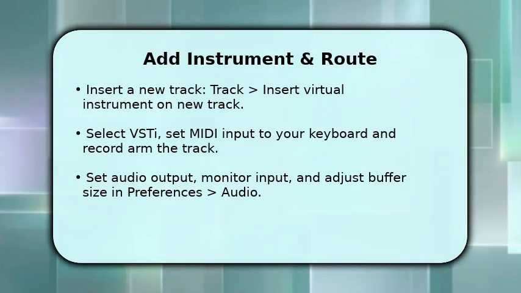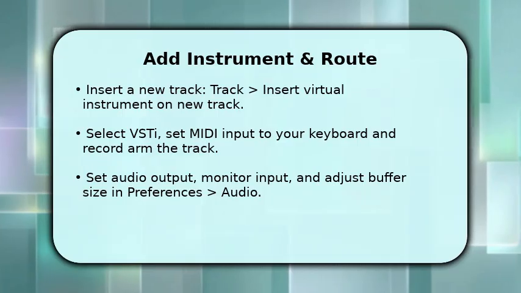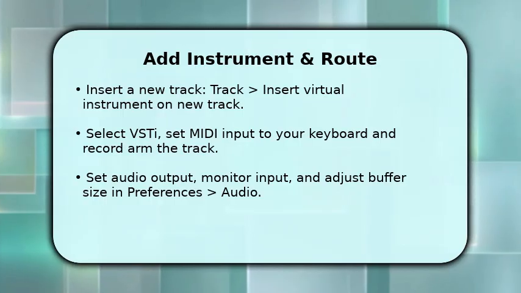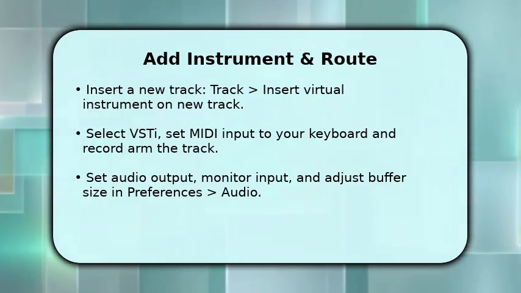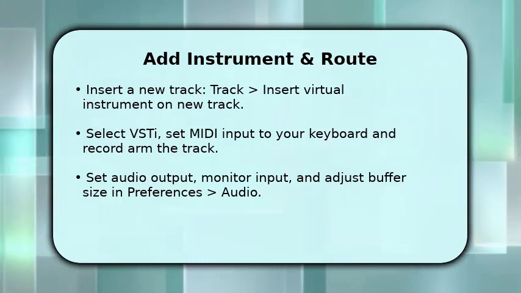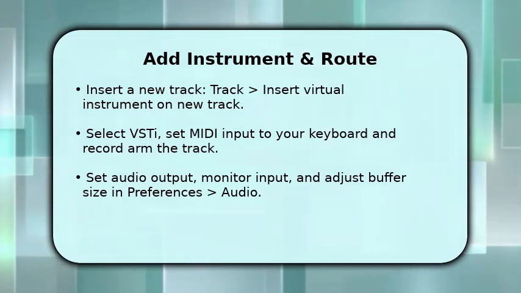Next, create a track and load your virtual instrument. You do this with Insert Virtual Instrument on New Track, choose a VSTi, and let it load fully. Then set the track's MIDI input to your keyboard's enabled port and click Record Arm. This ensures MIDI passes through to the plugin.